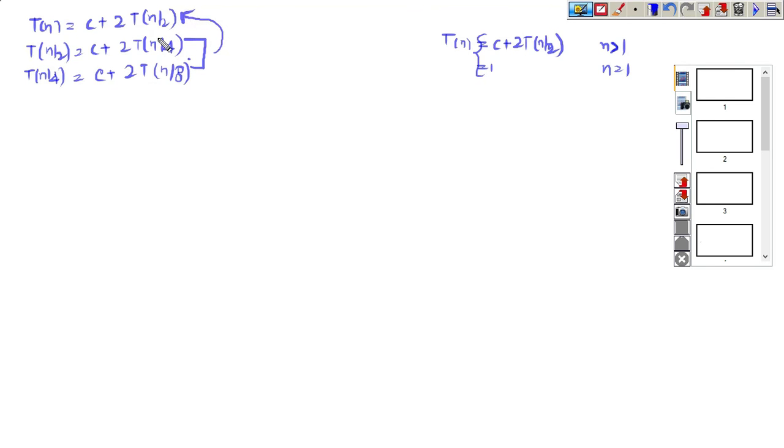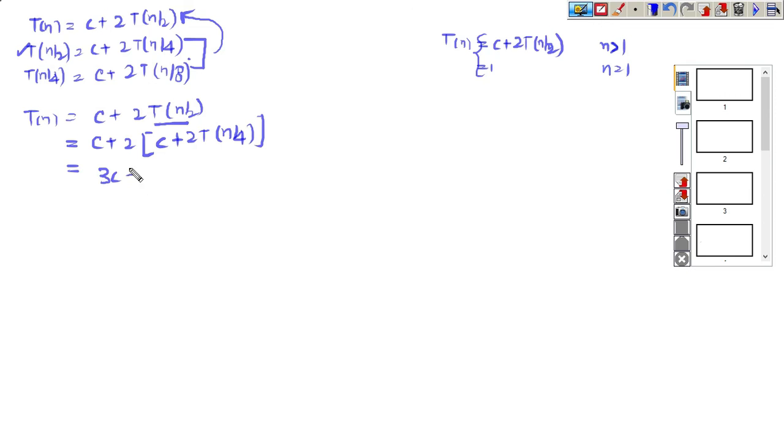So my equation is T(n) = c + 2T(n/2). I am going to replace T(n/2) from here, and you get c + 2(c + 2T(n/4)). And when you expand this, you'll get 3c + 4T(n/4). Now again expand T(n/4) from here: 3c + 4(c + 2T(n/8)).